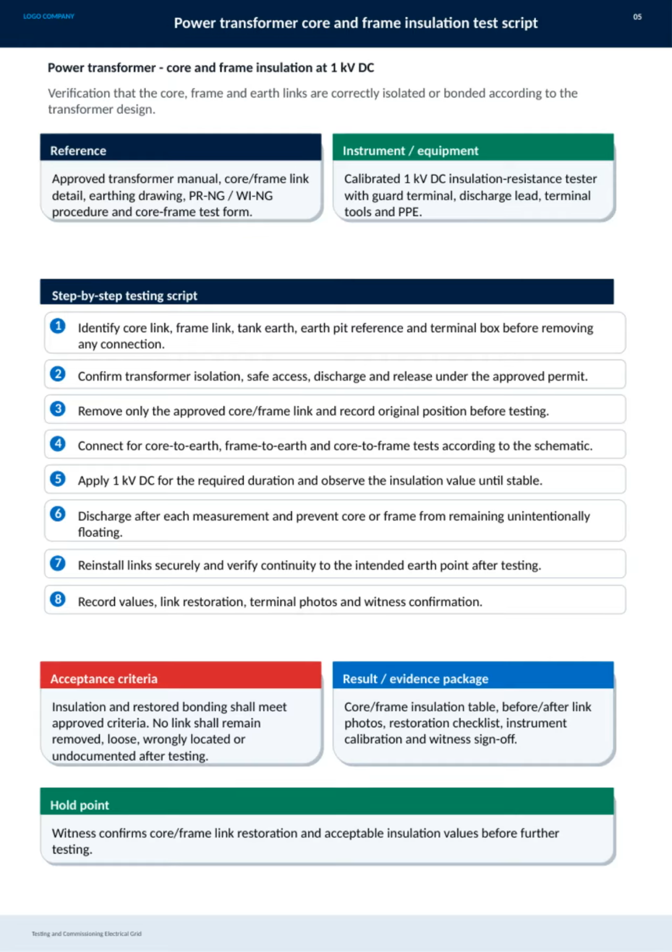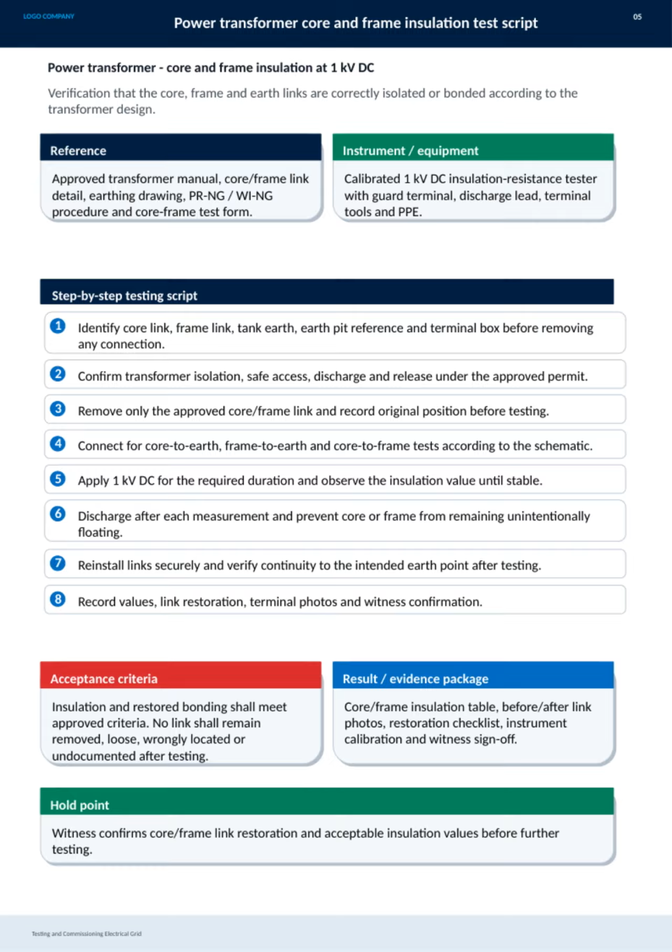This slide outlines the power transformer core and frame insulation test at 1 kV DC, which is crucial for ensuring the transformer's core, frame, and earth links are properly isolated or bonded as per design. We rely on several references, including the approved transformer manual and earthing drawings, to guide this process. We use calibrated 1 kV DC insulation resistance testers with guard terminals, discharge leads, and the necessary PPE for safety. The testing script is detailed and methodical.